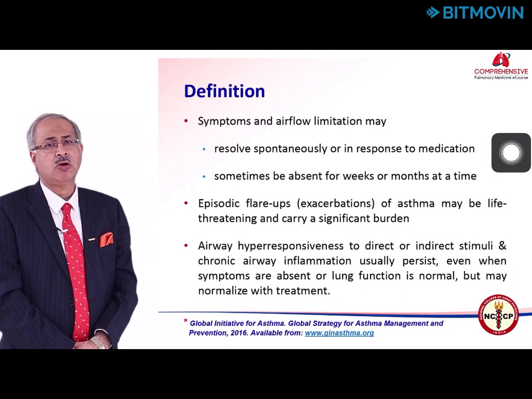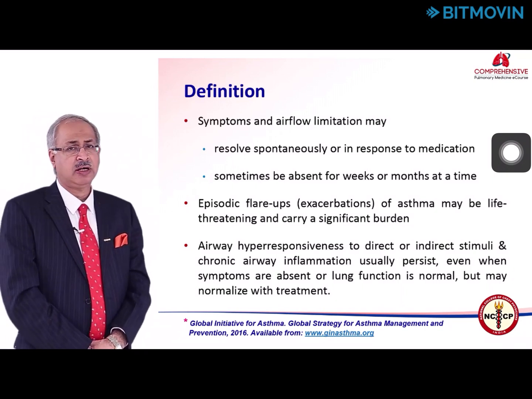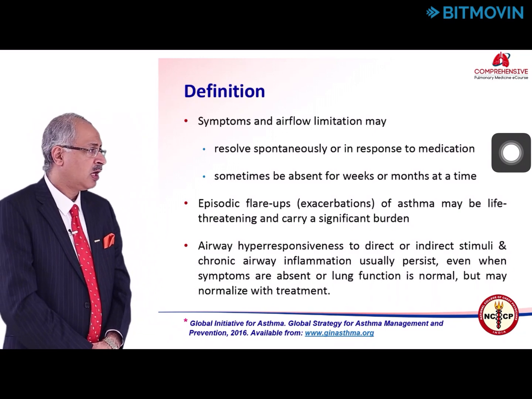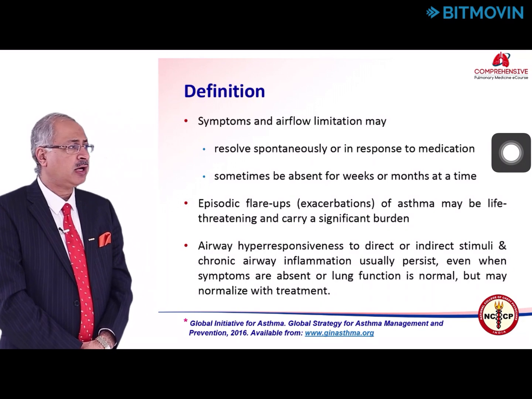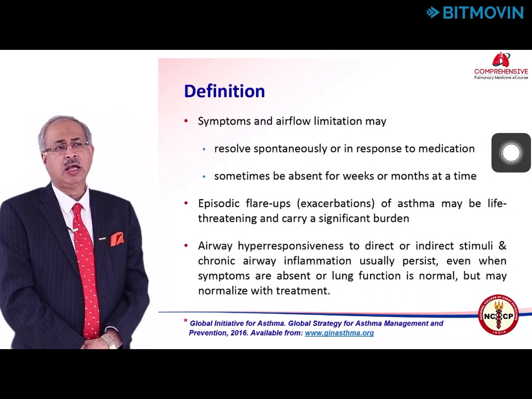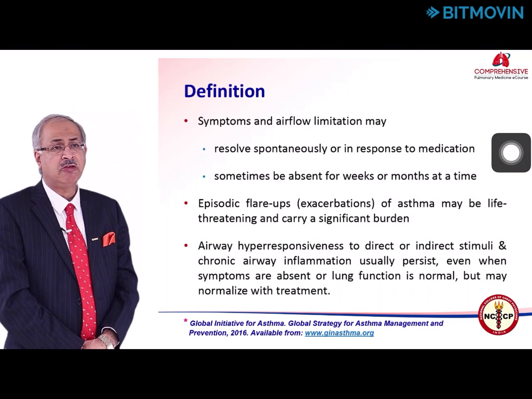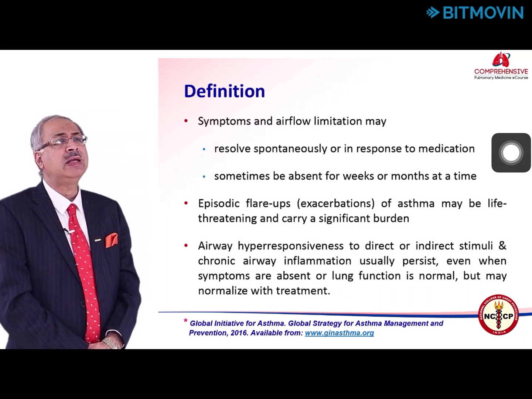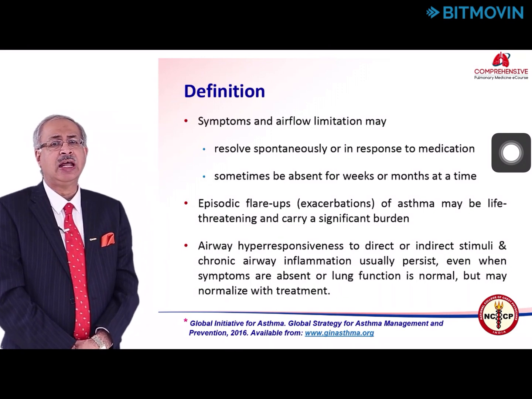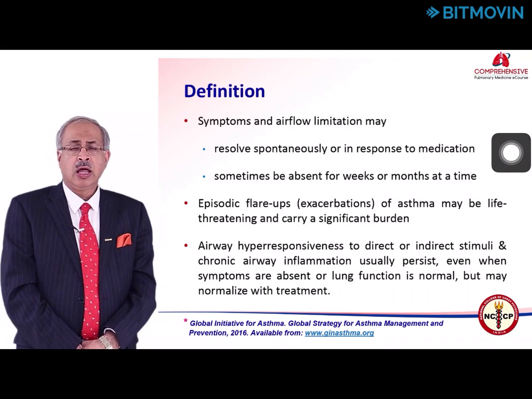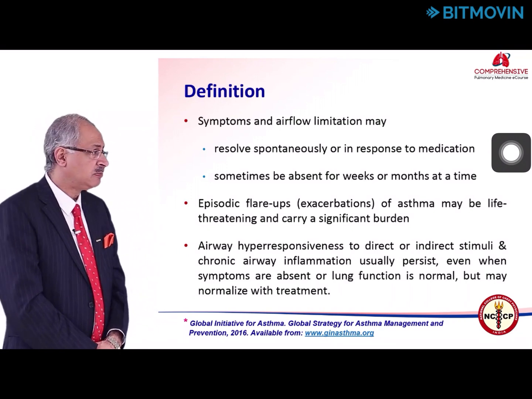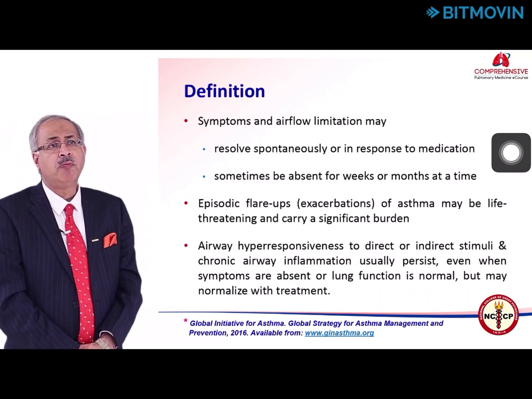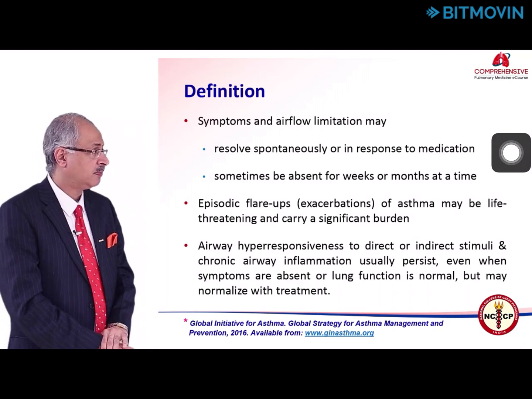Episodic flares, which are also called exacerbations of asthma, can be life-threatening and usually add a significant burden over a chronic stable disease. Airway hyperresponsiveness to direct or indirect stimuli and chronic airway inflammation usually persist even when symptoms are absent or lung function is normal, but may normalize with treatment. What it means is that airway inflammation, which is an inherent component of asthma, persists even when the person may be asymptomatic. It may disappear on its own or spontaneously, or more so by the use of treatment.